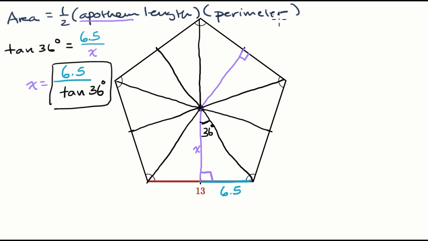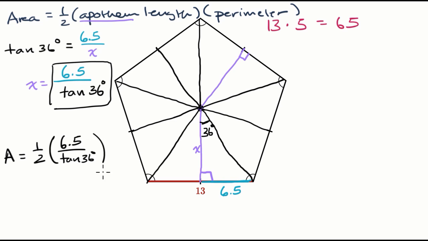And then what is the perimeter going to be? Well, each side is 13, and so it's going to be 13 times 5, which is equal to 65. And so our total area, let me write it over here, I'll just do capital A for area, is going to be 1/2 times the apothem length, which is 6.5 over tangent of 36 degrees, times 65. And now let me get out a calculator here.